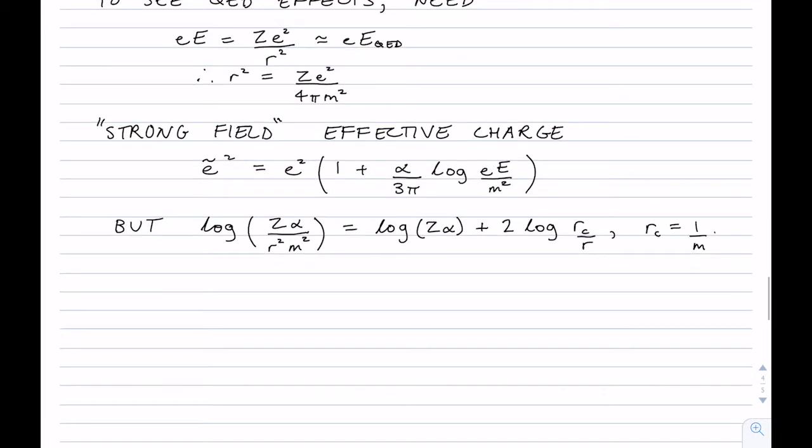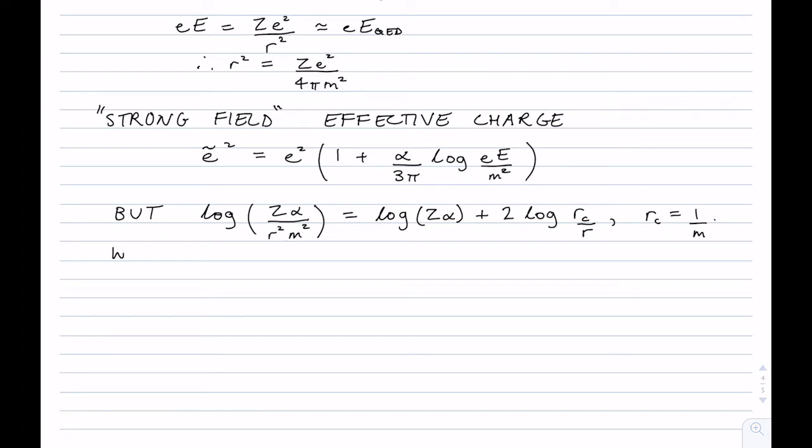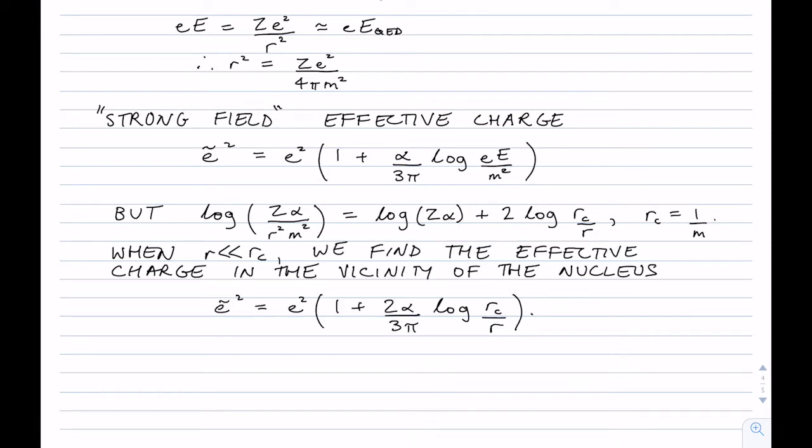So now we understand that when R is much, much less than Rc, so when we're well within the Compton radius of the nucleus, the electron will see this increased charge. The Compton radius for the electron is roughly 1/200 times the Bohr radius. So this is not a tiny, tiny effect.